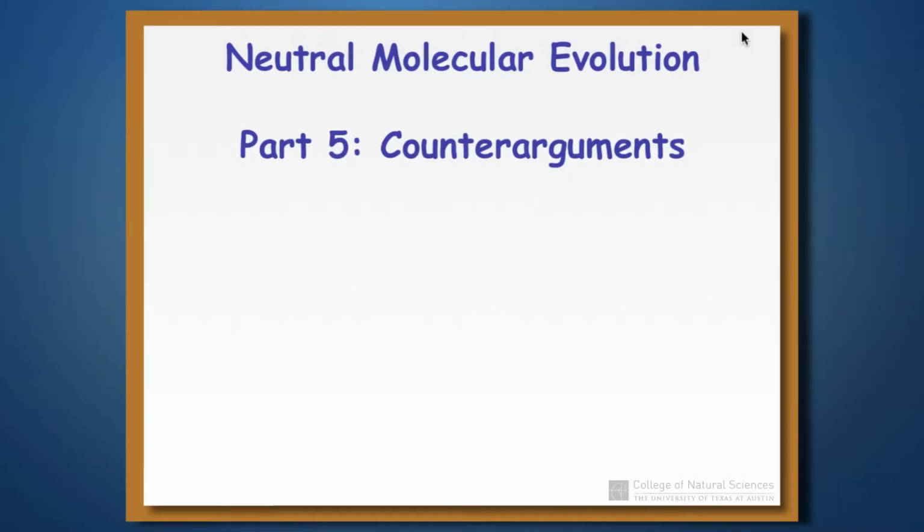This is the fifth and final section on neutral molecular evolution for preparing for class. And what we're going to do is talk about some of the counter arguments that came up after Kimura came up with his ideas for neutral evolution being so important.